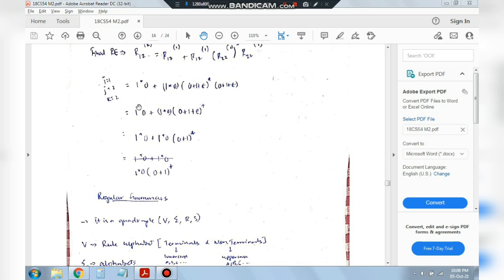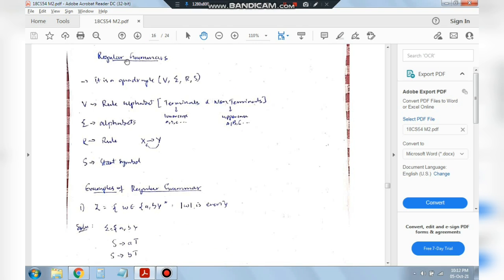How can we simplify this one? Separate this one here by using the equation 1 plus 0 raised to plus. Here it will get substituted as, the epsilon will be removed, so it will be 0 plus 1 raised to plus, and this one can be taken as common. So here we'll have 1 star 0, then 0 plus 1 plus. So this is the simplified equation of the given question.